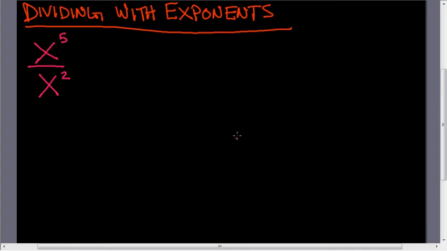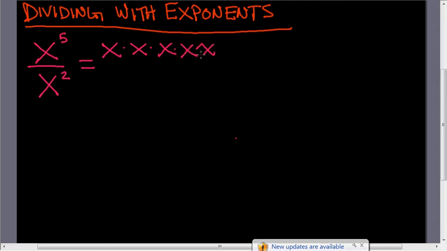Alright, so this video is going to be dividing with exponents. For most of our cases here, we're going to show division as a fraction. So here we have x to the power of 5 divided by x to the power of 2. Once again, I'll show you this all written out, expanded, and see if we can find a shortcut instead of writing all this stuff. So x to the power of 5 is x times x times x times x times x. And this is all going to be divided by an x and another x.